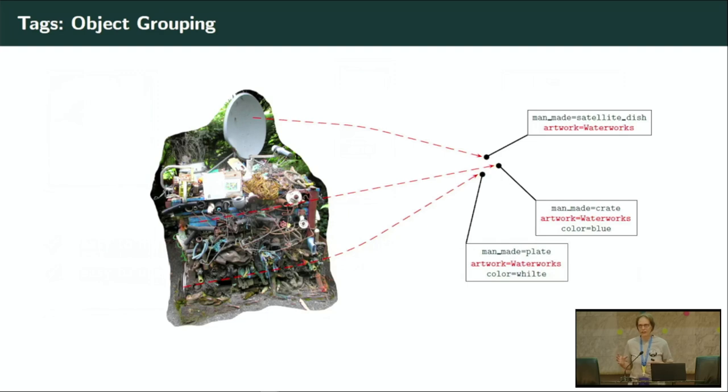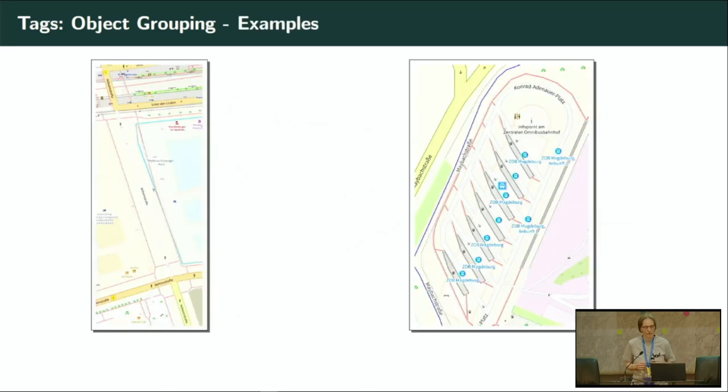The second thing you can do is approach it exactly from the other side. You say, I'm not mapping my complex real world thing, but I map all the subparts, so the satellite dish, the plates, whatever you find, and then add an extra tag which says it belongs to this big complex thing. The most common thing where we use this is streets.